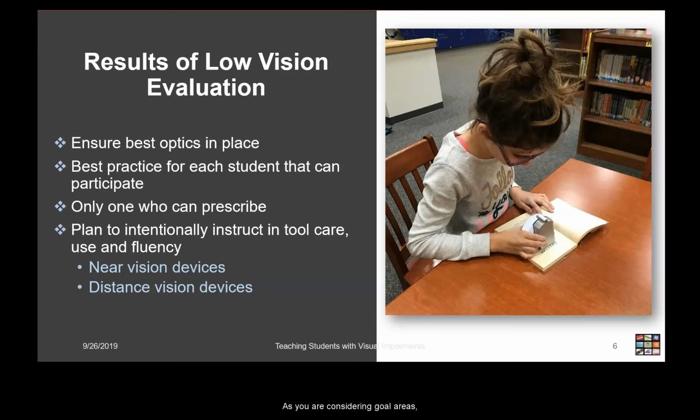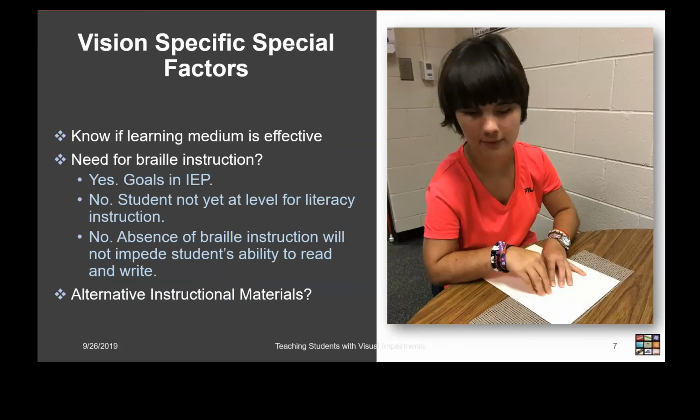As you consider goal areas, think about ways to help the student be as proficient as possible with each of their low vision devices. Be sure you know if the current learning medium is effective and know the areas that the student will need instruction in. You will need this information to complete the special factors section as you determine the need for Braille instruction and also to identify the need for alternative formats of instructional materials. When determining the need for Braille instruction, always consider the student's individual needs and not whether the teacher has the skill or time to instruct in Braille.